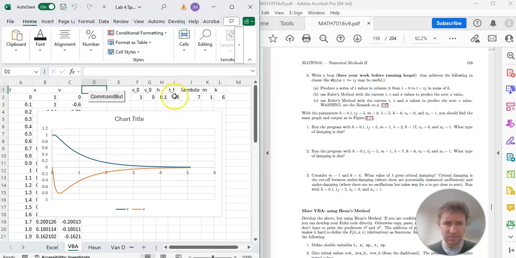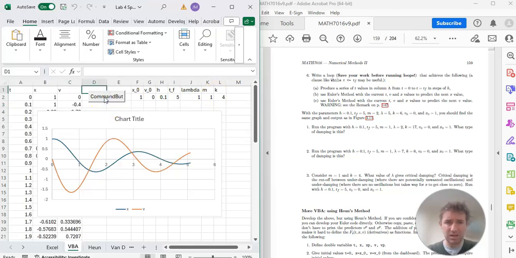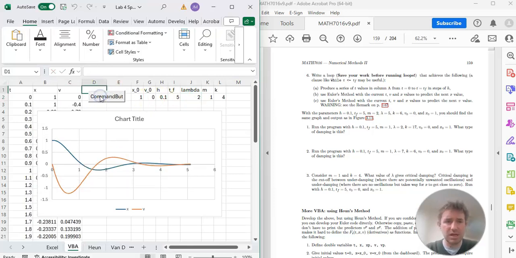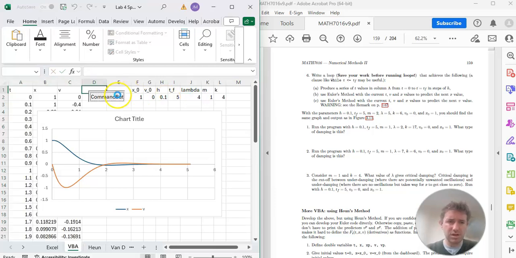Now consider m equal to 1 and k equal to 4. What value of lambda gives critical damping? So you can play around a little bit here. We're trying to get critical damping. That's underdamped. Who says it has to be a whole value? But anyway, this is still underdamped. I go to 3. That's still underdamped. There's still oscillations. I go to 4.